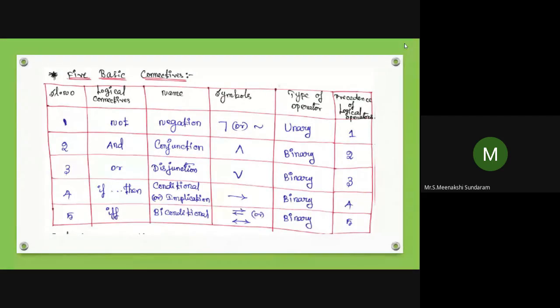Normally we can use both symbols for negation: the tilde symbol, or the reversed upside-down L. Most papers and authors use both, so you should know both. Normally I am using the first symbol here. Negation is a unary operation, and it is the first preference.